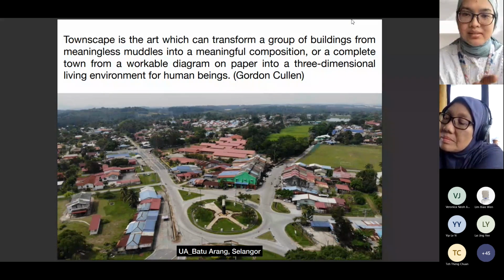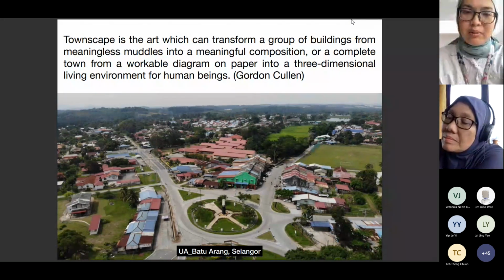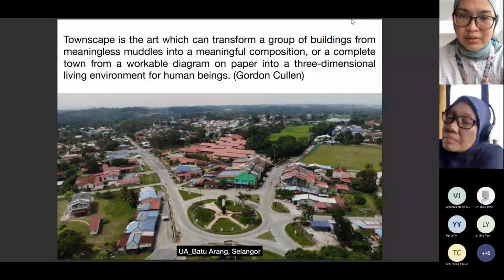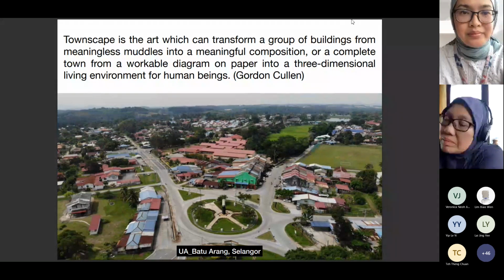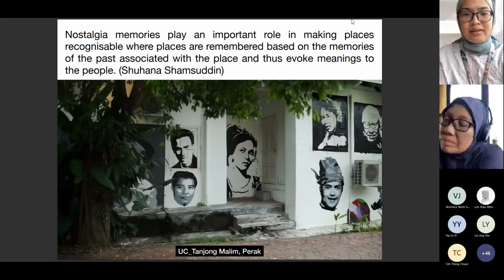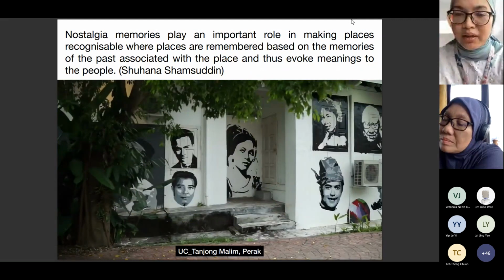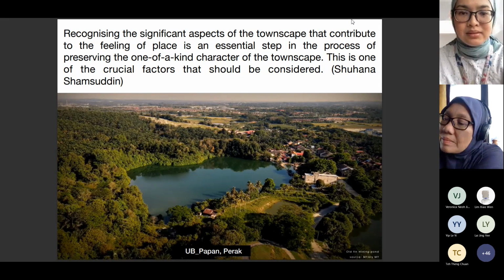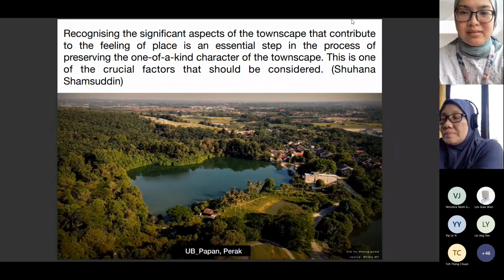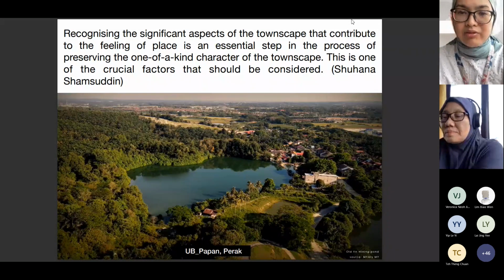Okay. So this is basically an aerial picture of Batu Arang, Selangor. So some of my students are working on Batu Arang. Okay, next slide. All right, can you go back, Veronica? Okay, so this is Unit B's aerial view of Papan, Perak, a beautiful townscape, I would say, landscape combined with a very small town.